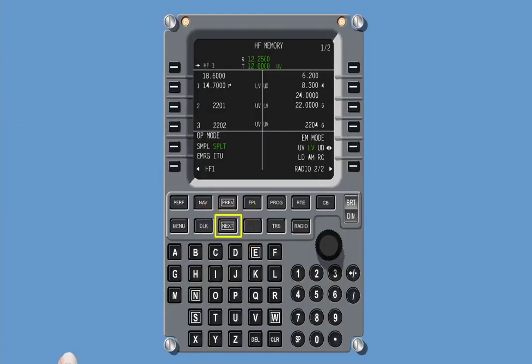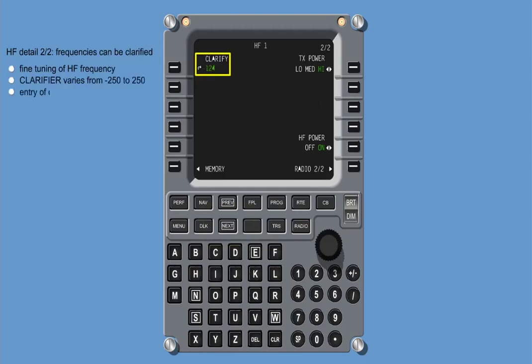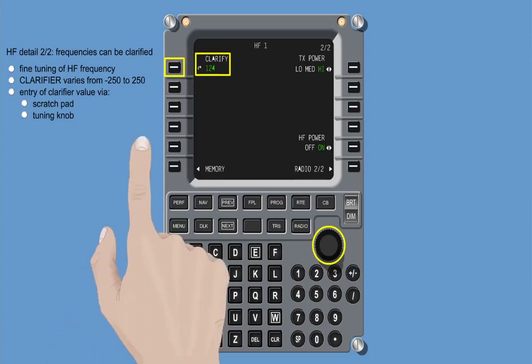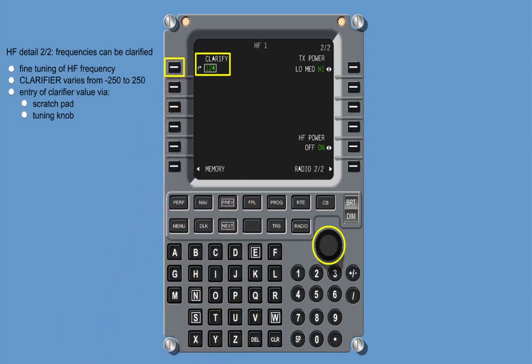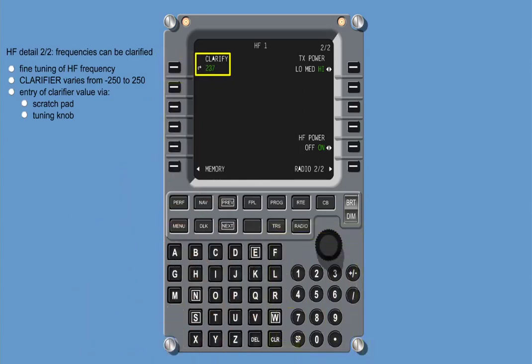By pressing the next key, the HF Detail 2 of 2 page is displayed. On this page, frequencies can be clarified. The clarifier fine-tunes the HF frequency. The clarifier varies from -250 to 250. The entry of the clarifier value can be done via the scratch pad or through the tuning knob. If the tuning knob is used, the clarifier value must first be boxed by pressing the line select key. For the numeric keys, enter the clarifier level value and press the line select key. Upon changing the HF frequency, the clarifier value defaults to zero.